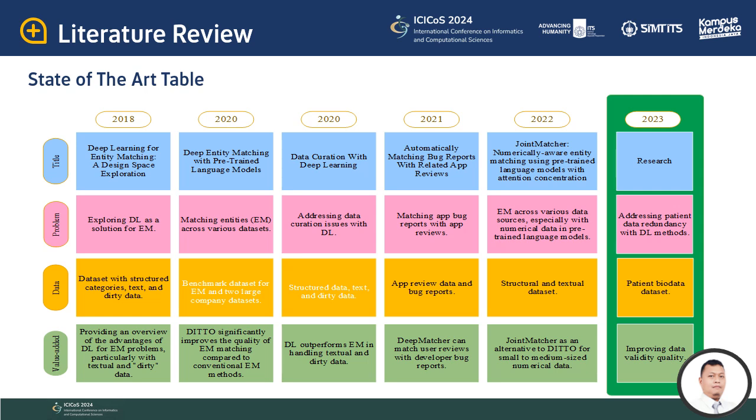Lastly, in 2022, Ye et al. Introduced JoinMatcher. Although successful with textual datasets, its transformer architecture required significant computation, making it less suitable for specific data like patient data. Our research conduct in 2023 focused more on addressing data redundancy in a specific data set, which is patient biodata. Our goal is to improve data validity and quality.